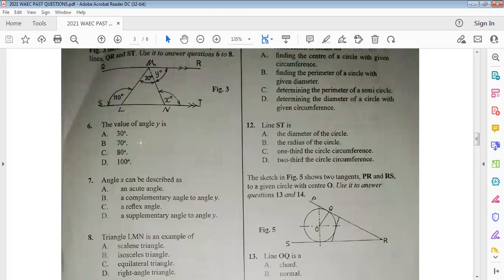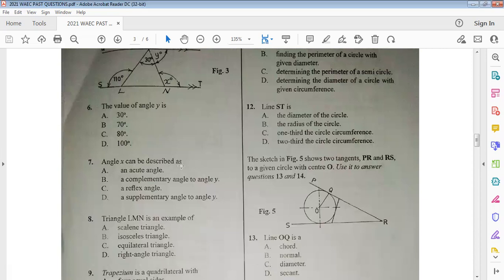Then question 7 says that angle X can be described as, so how can we describe angle X here? Option A says an acute angle, that is not correct. A complementary angle to angle Y, that is not correct. A reflex angle, that is not correct. But the correct answer is option D, which says a supplementary angle to angle Y. That means if we add angle Y and angle X together, the result will be 180 degrees. So when two angles are added together and the result is 180 degrees, such angles are known as supplementary angles. Take note of that.